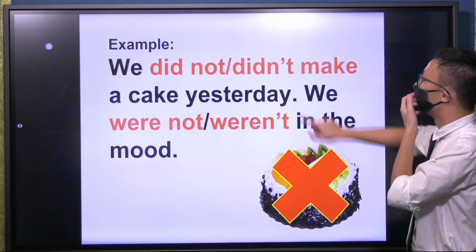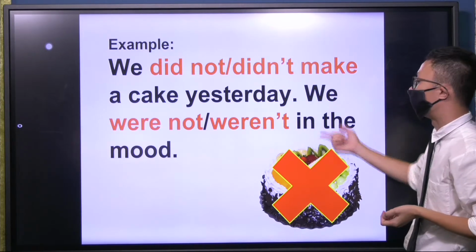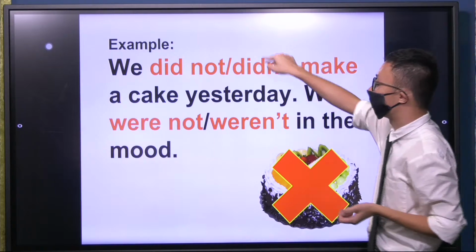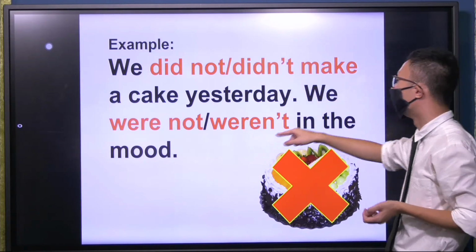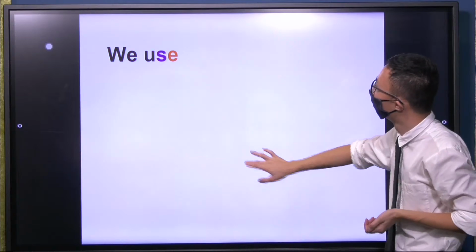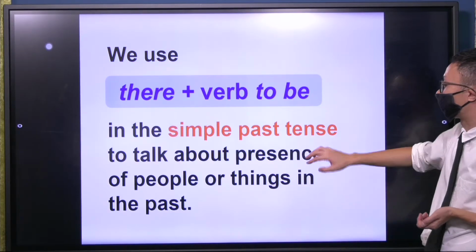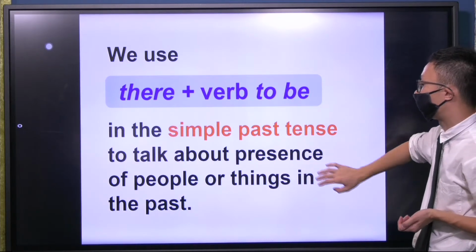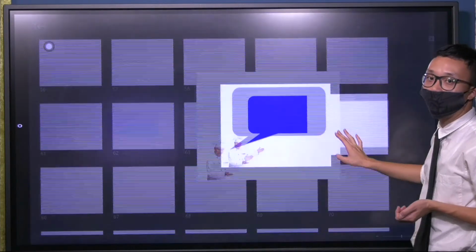Okay, so we didn't bake a cake yesterday. We weren't in the mood. So, this is an example. This one, the original one, right? Only change this one into past form. Same thing in here. Okay. And then we use the verb to be in simple past tense to talk about people and things in the past.